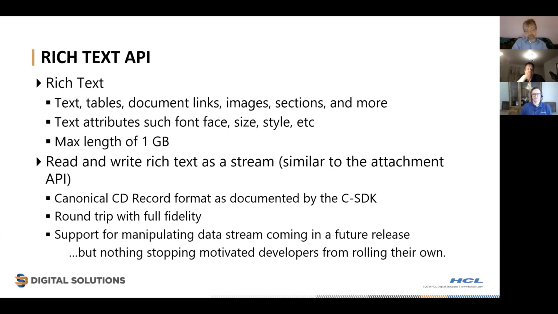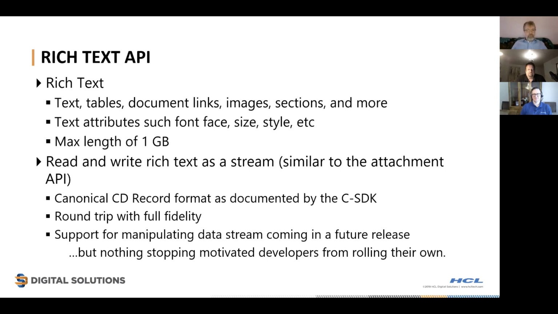And the thing about rich text is that it can have a max length of 1 gigabyte per document. So the rich text API is different from the Domino DB document API because we don't want to send back a gigabyte of data as a property of a JavaScript object. That would blow things up. So instead, we implemented a streaming API that's similar to the attachment API, copied pretty much word for word, I will say, because I wrote the code.